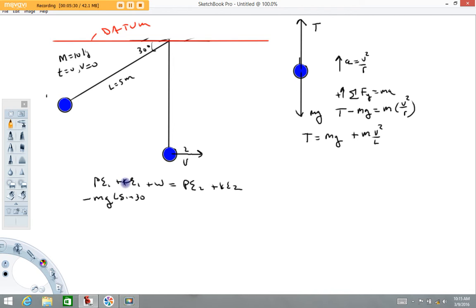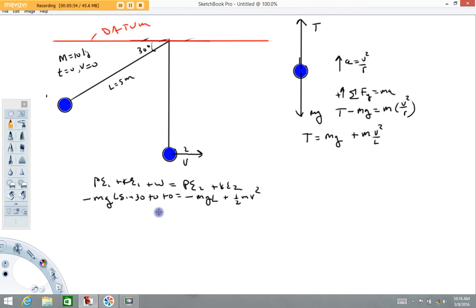All right, KE1 is 0 because it starts from rest. The work term is 0. I'll come back and explain why at the end of this. All right, PE2 is going to be negative because we're below our datum. mg, and then we need this height right here, which is basically the length of the rope. And then KE2 is 1/2 mv squared.